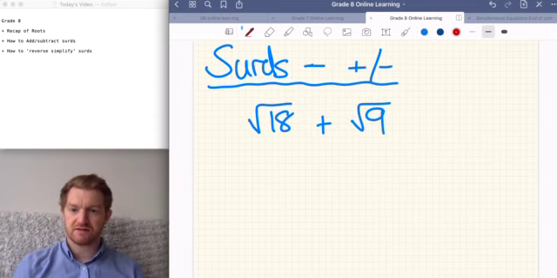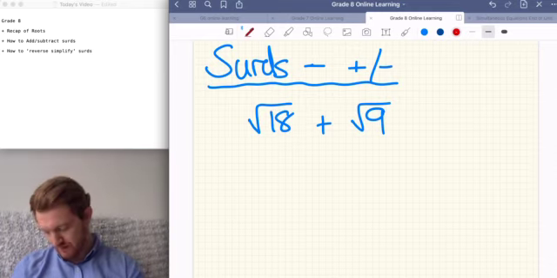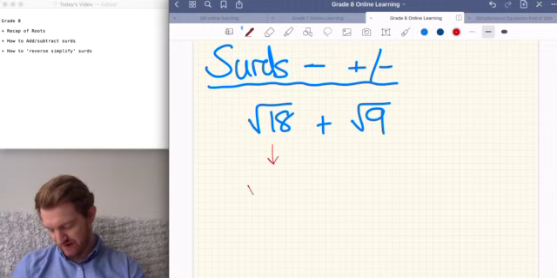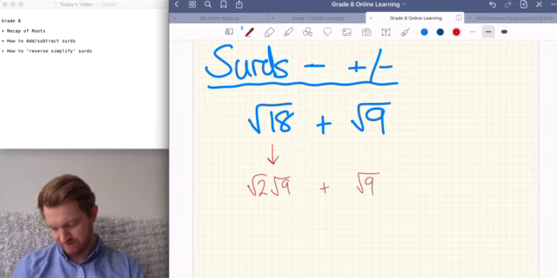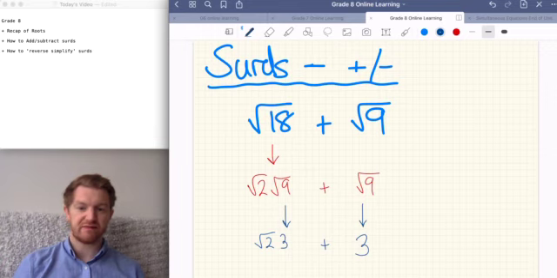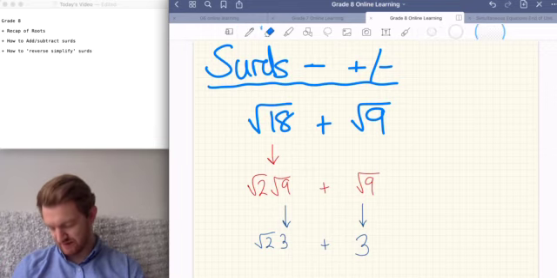Finally, let's look at this one again. Or a similar question, sorry, with root 18. This time we've got root 9. Root 18, thinking back to last lesson, we can simplify by making it root 2, root 9, plus root 9. Root 9 is 3. Here we've got 3. You may sometimes see something written like that. We shouldn't write it like that. We should always put the whole number first.